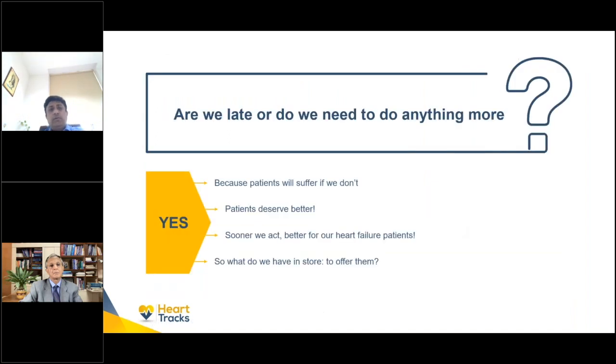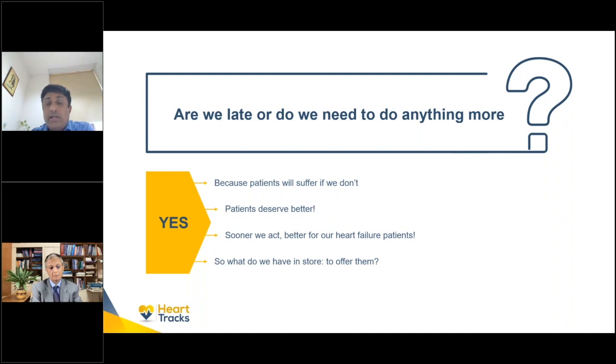So, if we don't start the GDMT, are we too late, or should we do something more? Yes, because if we do not do anything, the patient will suffer with time. Although he looks stable at that point of time, the patient may suffer adverse effects of the disease per se, and may even have sudden cardiac death, despite looking like a stable NYHA class 2 patient. Patients deserve better. The best of the therapies available, if the patient can afford, should be offered. The earlier we act, the better it is for our heart failure patients.